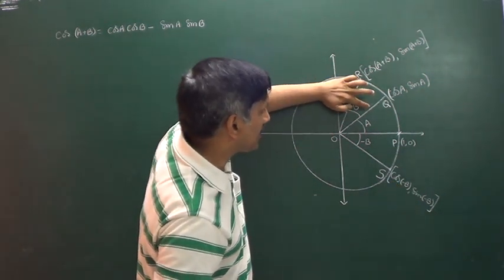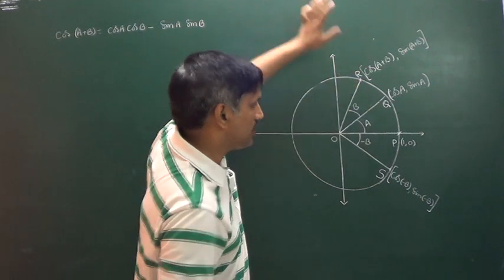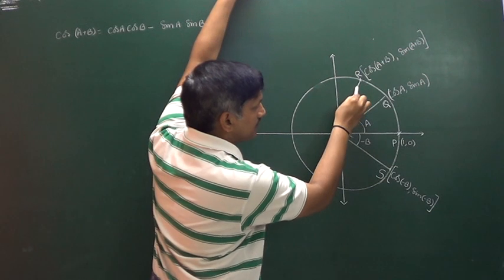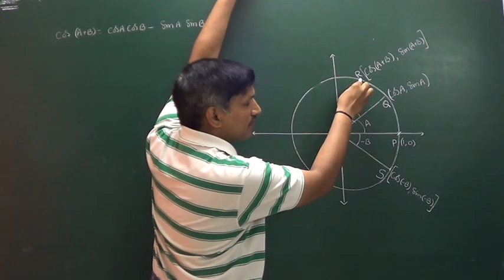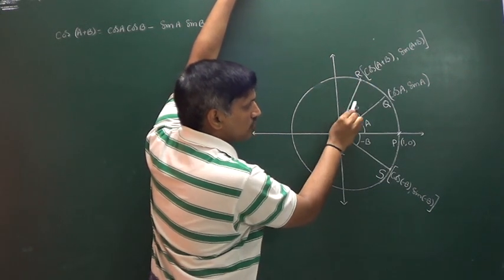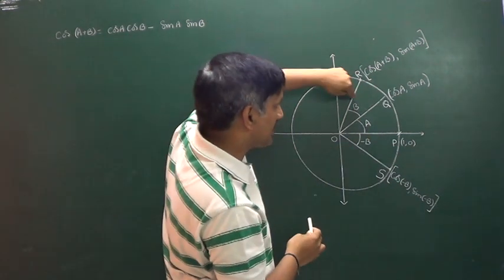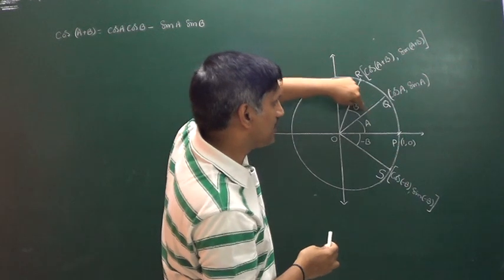Now I am taking the angle between these two as b. This segment length is equal to the radius of the circle, that is 1 unit. This total angle is equal to how much now? A plus b. This total angle is equal to A plus b only.